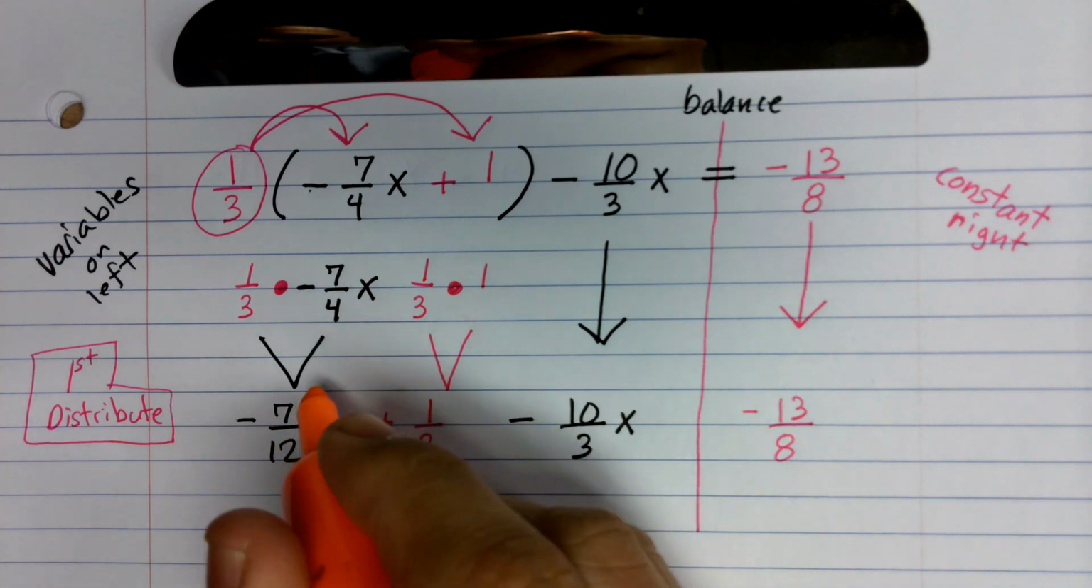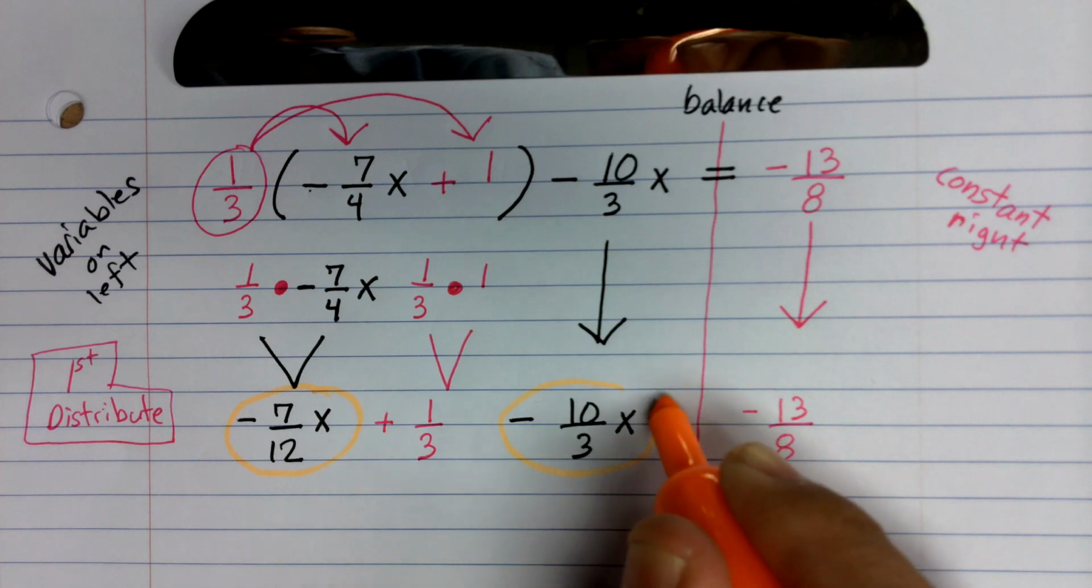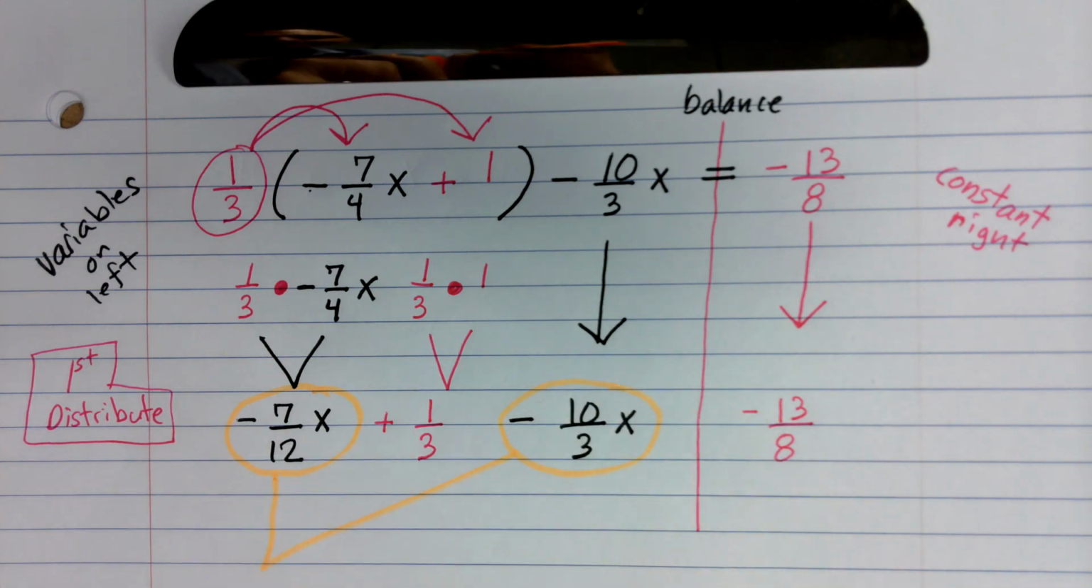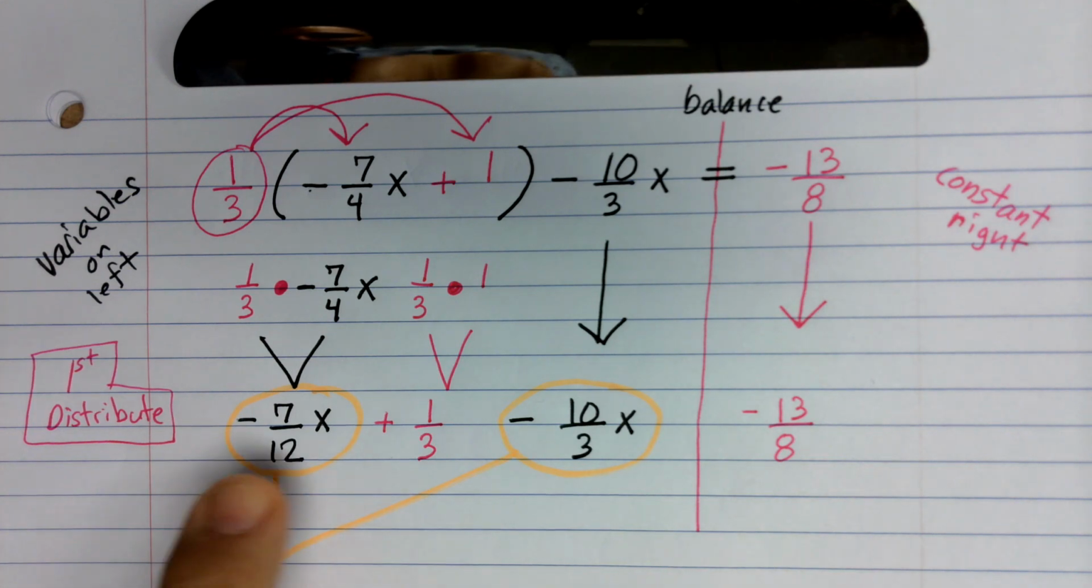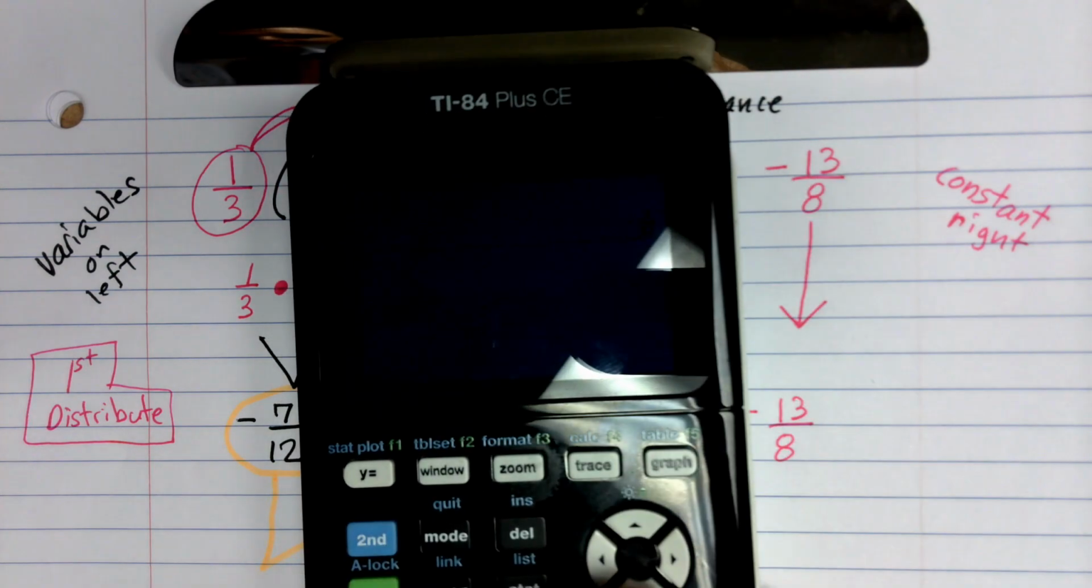Now, when I say that I was going to put some terms together, I want you to notice that I have this negative 7 over 12x, and I have this negative 10 over 3x. So we call these like terms. So I am going to put these together and combine them. And when I say combine, I'm going to add negative 7 over 12 to negative 10 over 3. So let me go ahead and get my calculator.